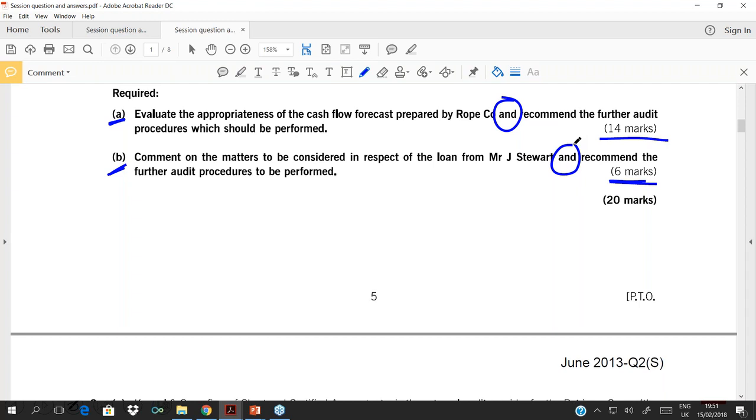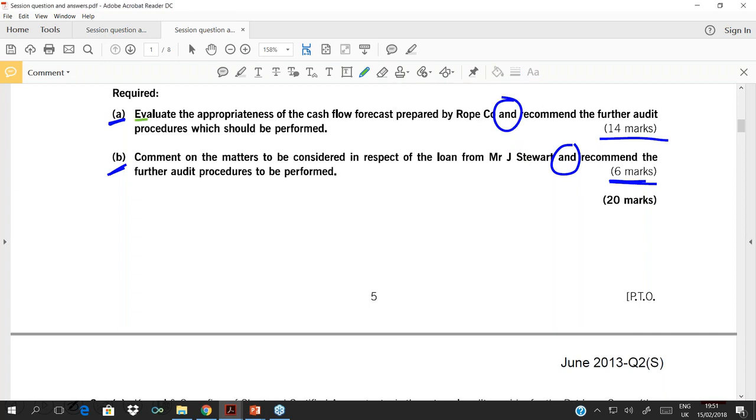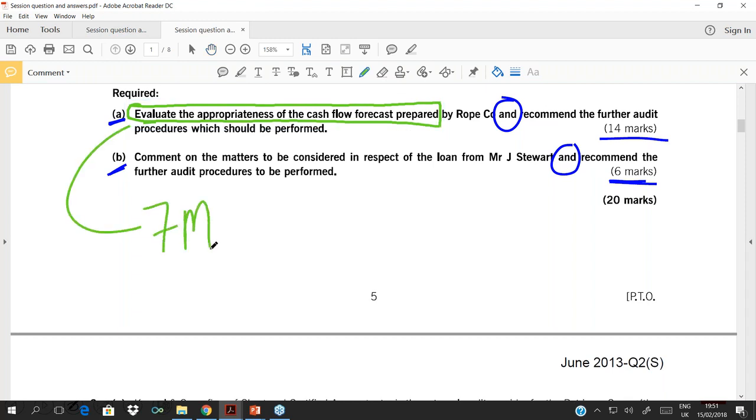Let's see what is before and what is after "and". Before "and", it says evaluate the appropriateness of the cash flow prepared. Now this carries 7 marks, I've divided that into 2. So evaluate the appropriateness carries 7 marks.